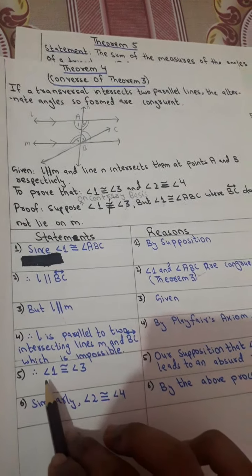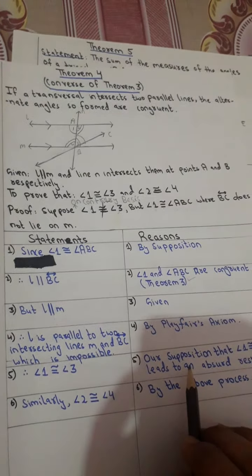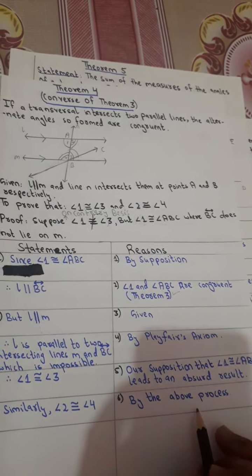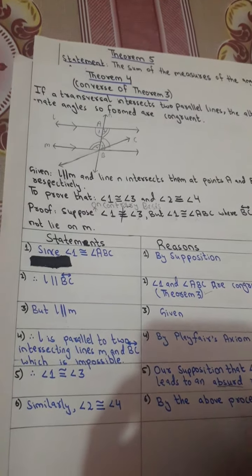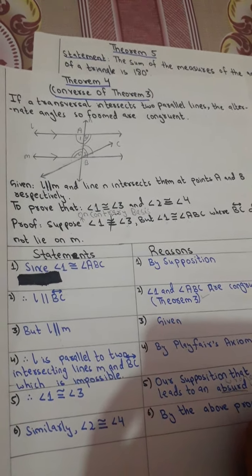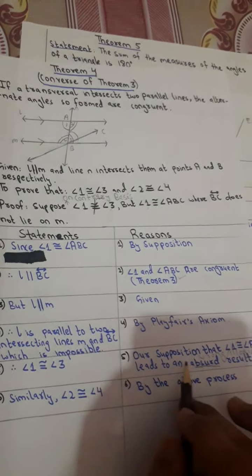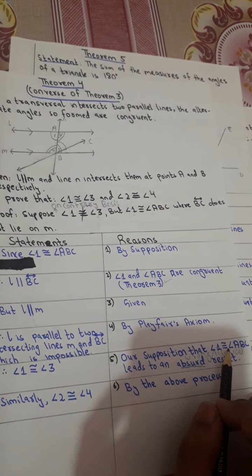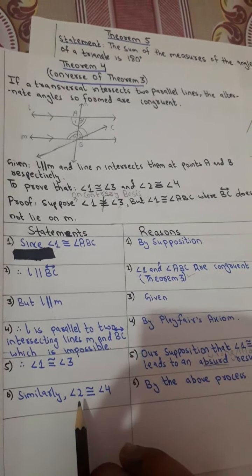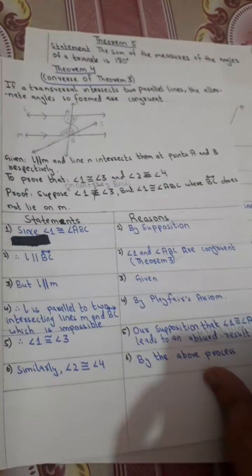So in this context we get the conclusion that angle 1 is congruent to angle 3. Our supposition that angle 1 is congruent to angle ABC leads to an absurd result. Absurd means a wrong, or illogical, result. So it is not true that angle 1 has the same measure as angle ABC, but angle 1 has the measurement of angle 3. Similarly, we can prove angle 2 is congruent to angle 4 by the above process. This is a complete proof of theorem number 4.